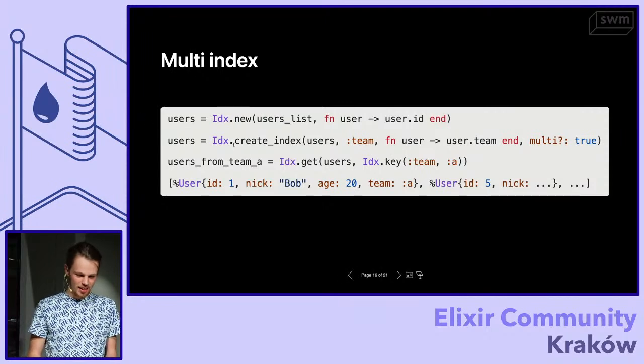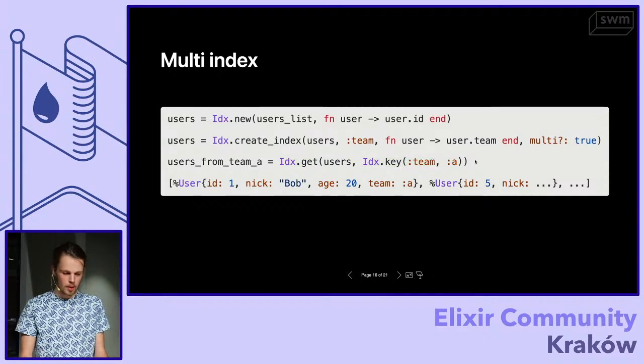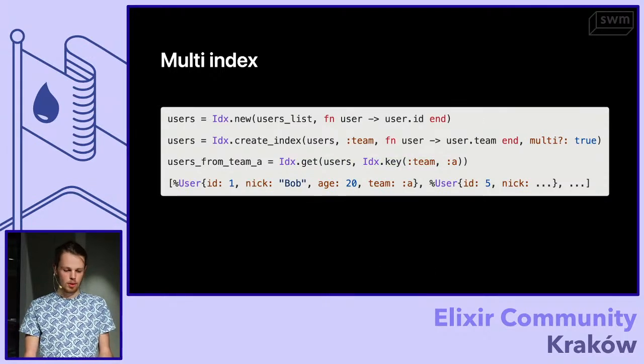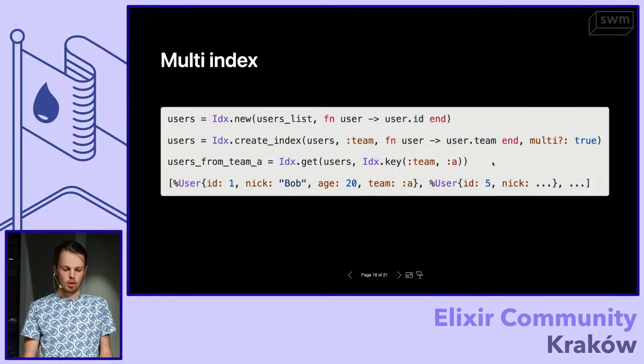So with this functionality, one could use idx.get and pass the IDX key as we did with a nick before. And here we can retrieve all users that belong to a particular team. So the multi-true would mean that a key can apply not only to one user, but to a whole bunch of them.